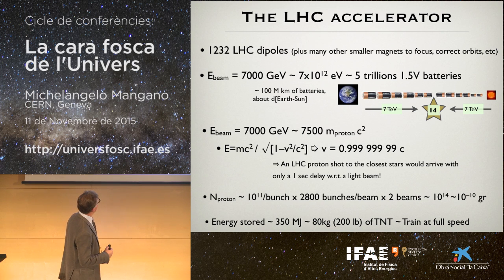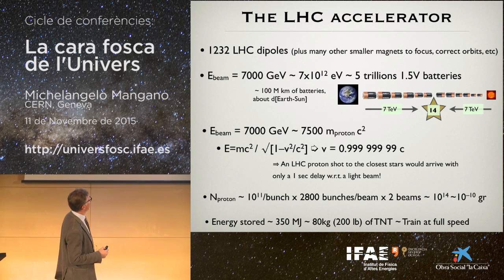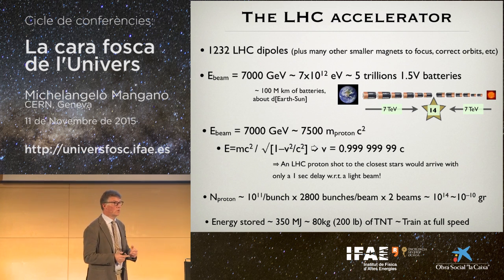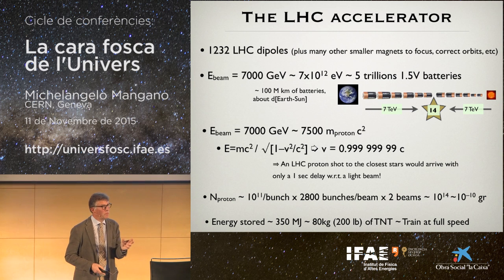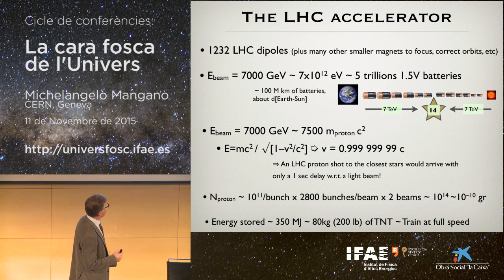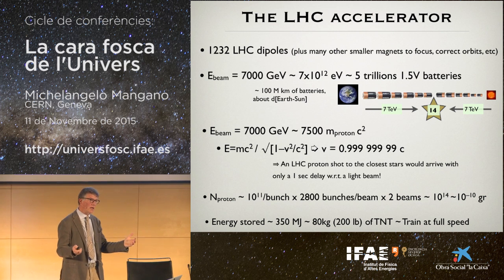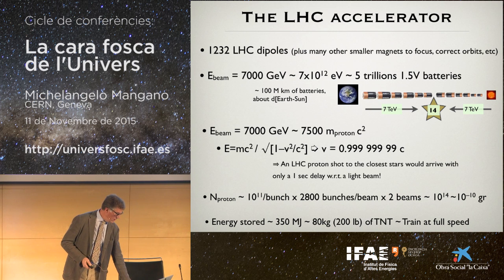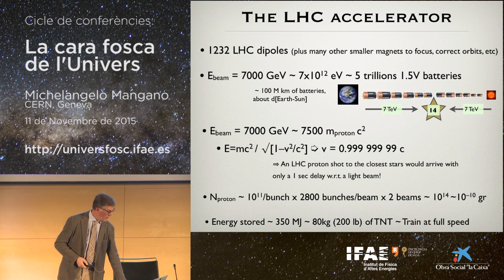The energy of a beam is 7,000 giga electron volts. That giga means a billion, so it's 7,000 billions, so 7 times 10 to the 12 electron volts. Now, the electron volt is the energy that you gain if you go across a field of 1 volt. The batteries we use at home are typically 1.5 volts, so that means that we need 5 trillion 1.5 volt batteries if we want to replicate the energy that is necessary. Of course, in the LHC, we obtain that energy in much smarter ways.